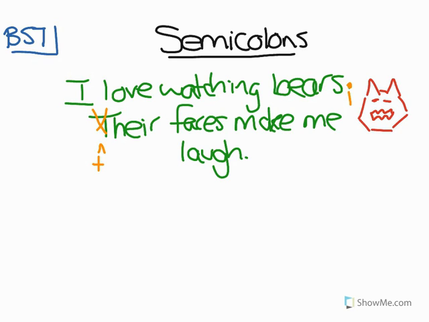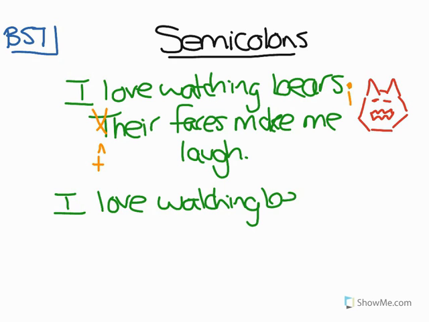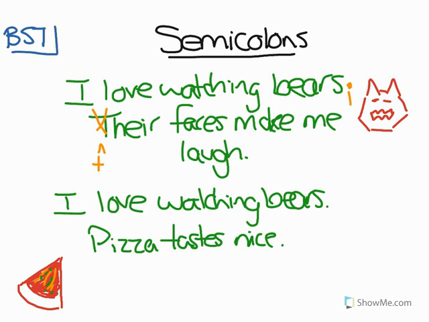So here's an example of when I wouldn't use a semicolon. We have the same sentence, I love watching bears. And then the second sentence, pizza tastes nice. There's some pizza for you. Now, even though these two sentences are choppy, they're kind of short, they don't really flow well next to each other, you can't use a semicolon because they don't make any sense together. Watching bears, eating pizza, they don't make any sense. So in this situation, I wouldn't use a semicolon.